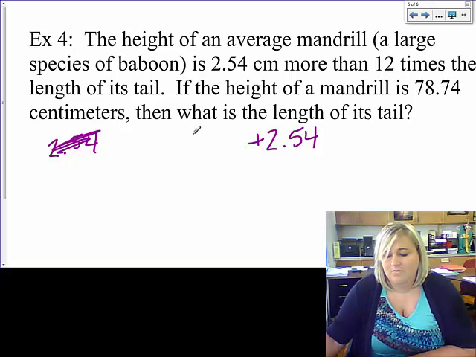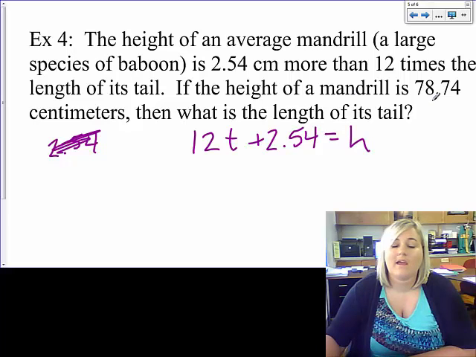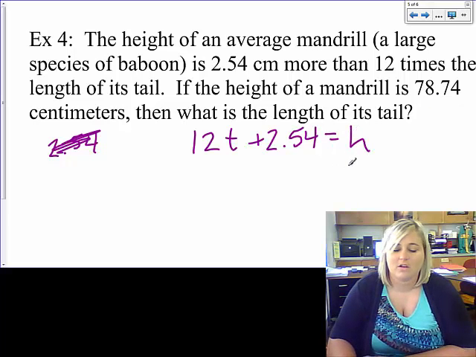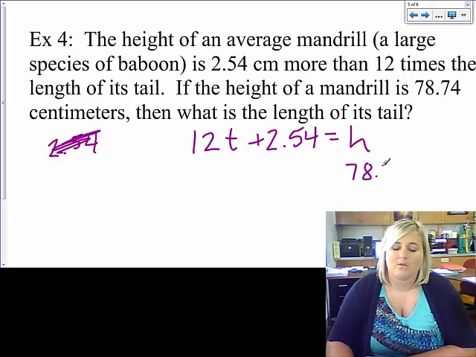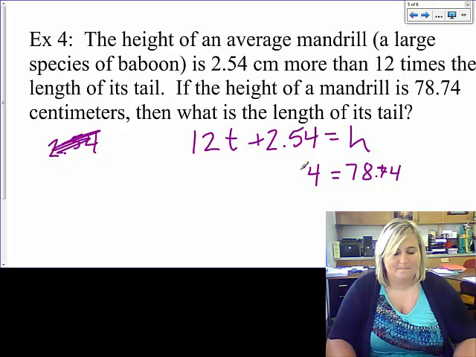So 12 times the length of its tail, I'm going to put 12t. And this is equal to the height, okay, so h. So it says if the height of a mandrill is 78.74 centimeters, I'm going to plug in that 78.74 for h and bring everything else straight down, and now I have a problem for me to solve, and I want you to do that on your own paper.